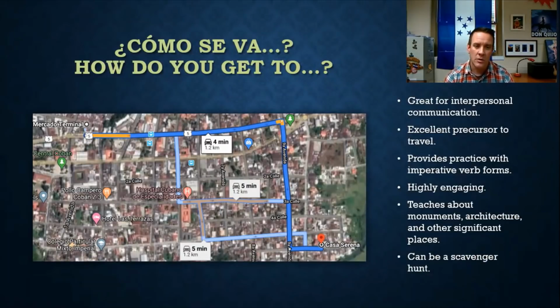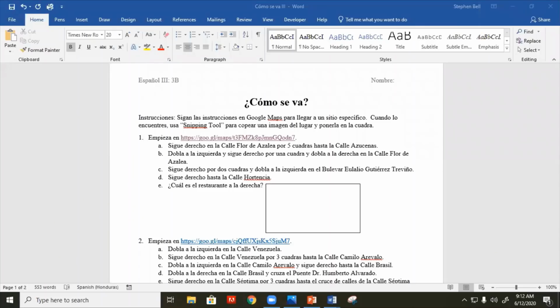And this also can be a scavenger hunt. You can make it a competition to see who can get to the place the fastest. Okay, so now I'll show you how this one works. ¿Cómo se va? That's the name of this assignment. It means how do you get to this place?